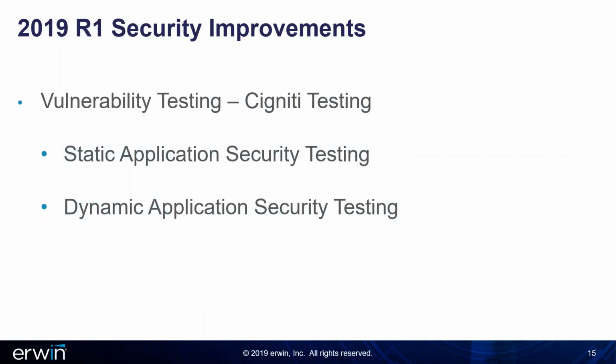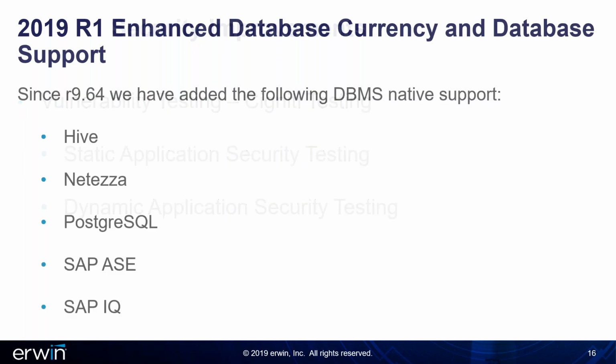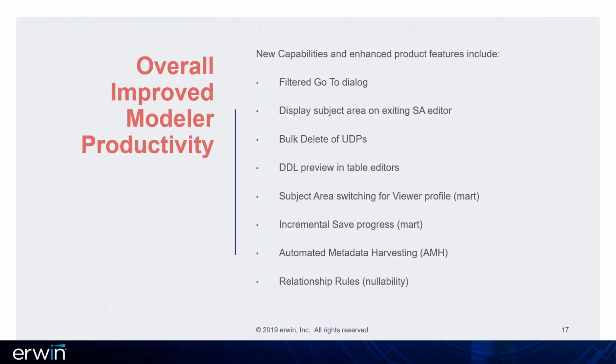2019 R1 includes security improvements. We've done vulnerability testing using Sonatype, static application security testing, and dynamic application security testing. So we have security improvements. We also have enhanced database support. We've added the following databases since the 9.6.4 version: Hive, Netezza, PostgreSQL, SAP ASE, and SAP IQ. We have overall improved modeler productivity. New capabilities and enhanced product features are listed here, such as the filter go-to dialog, display subject area in the existing subject area editor, bulk delete of UDPs, and so on.